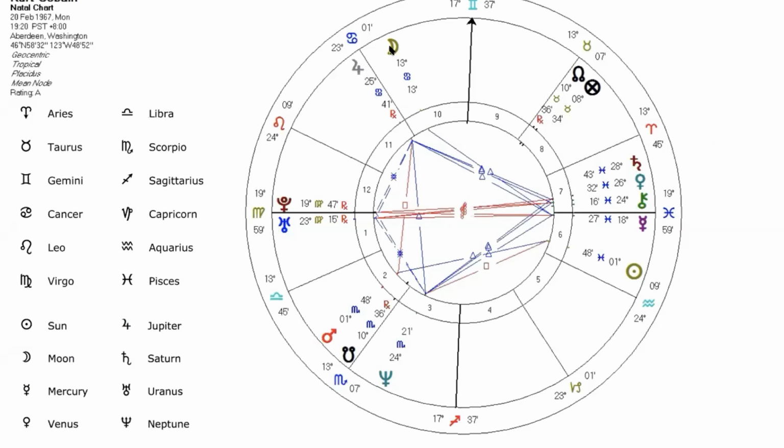Cancer, the other water sign, his moon is in Cancer, his Jupiter's in Cancer. And the other water sign, Scorpio, his Mars is in Scorpio. So other than his ascendant, which is in earthy Virgo, every single one of the planets that counts is in a water sign. So his entire chart is basically water.